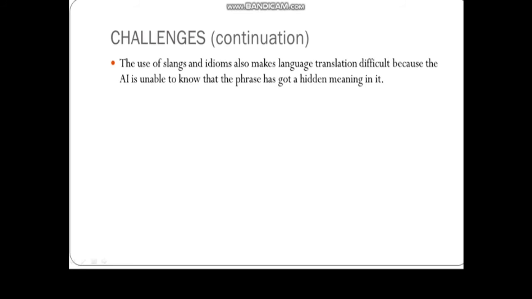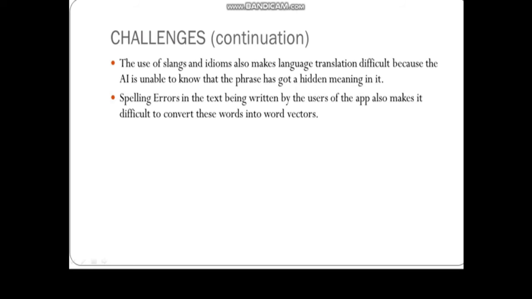More on the challenges I'm most likely to face. One is the use of slang and idioms. Remember, a computer cannot understand that this is a slang or an idiom, so that's a problem. Also, spelling errors. For example, saying "hello" with a double L and a single L, they are two totally different words for the computer.